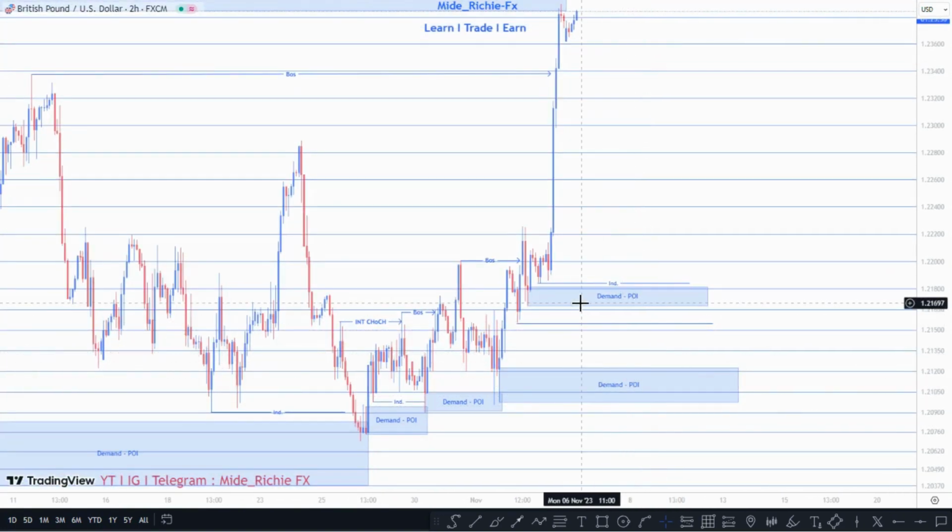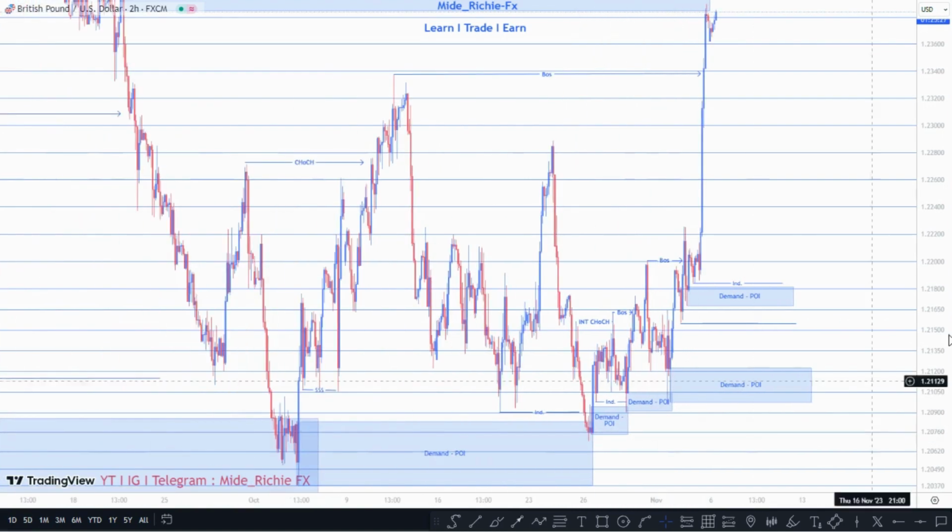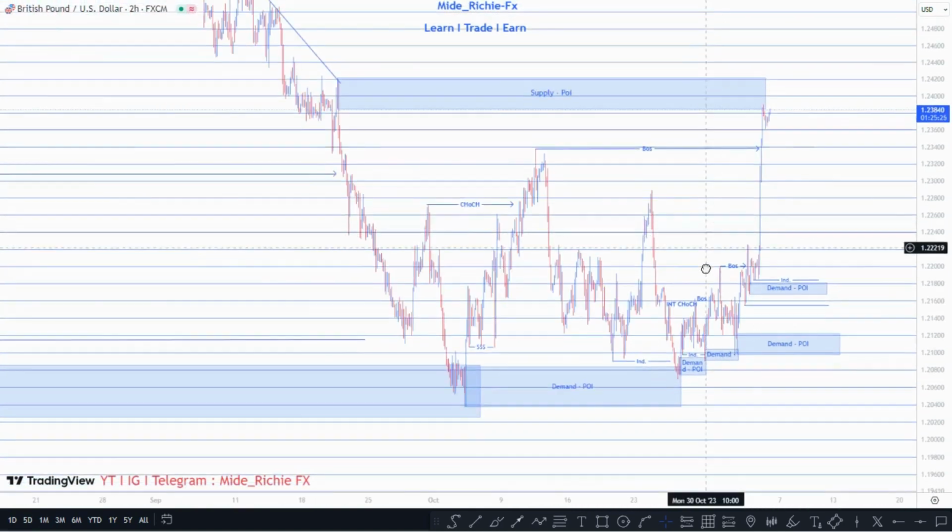I have this one right here that has imbalance, that has inducement right here. I have this point of interest right here, and I have this nice point of interest right at this point too, which is a mountain. So I'll be expecting bullish price action from either of these two points of interest.